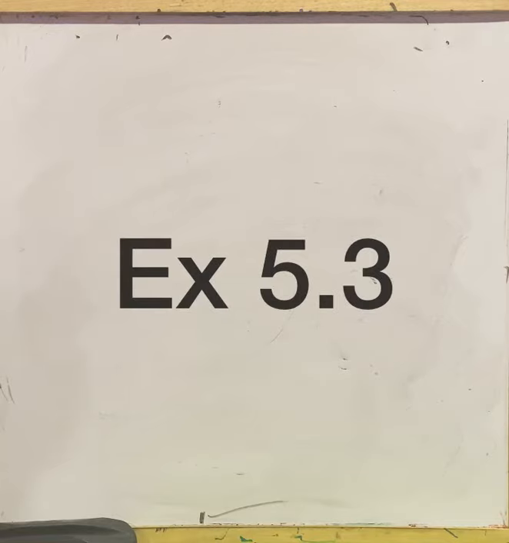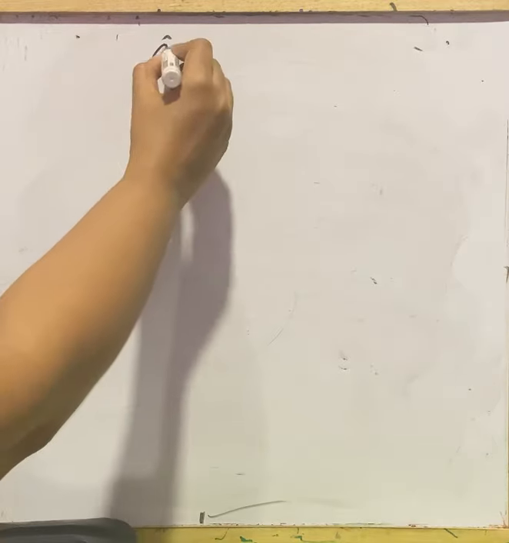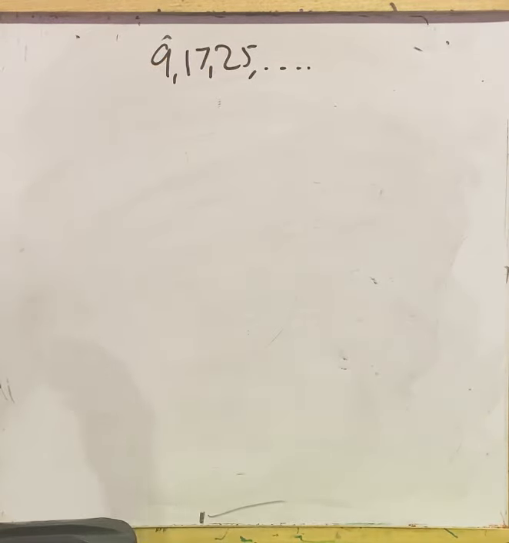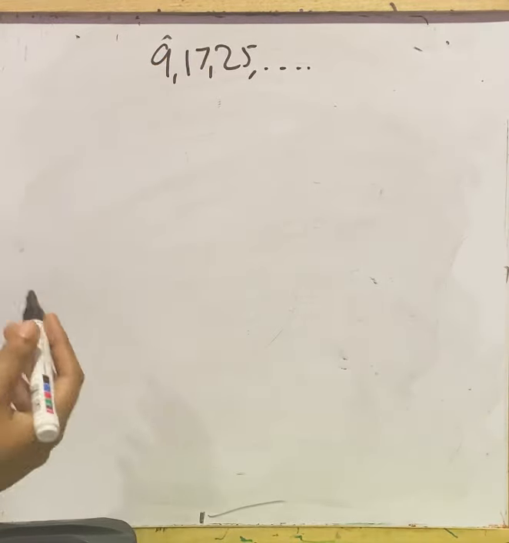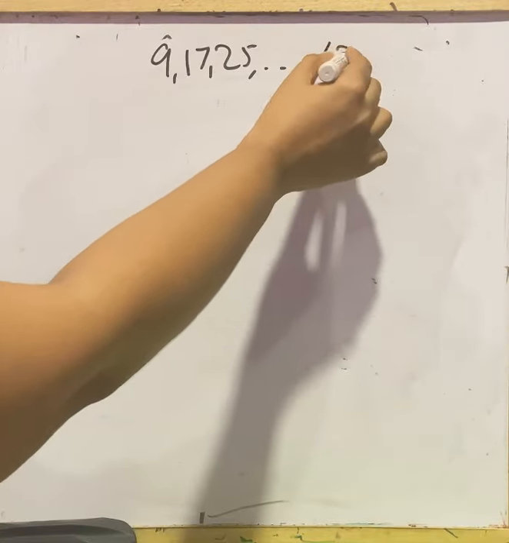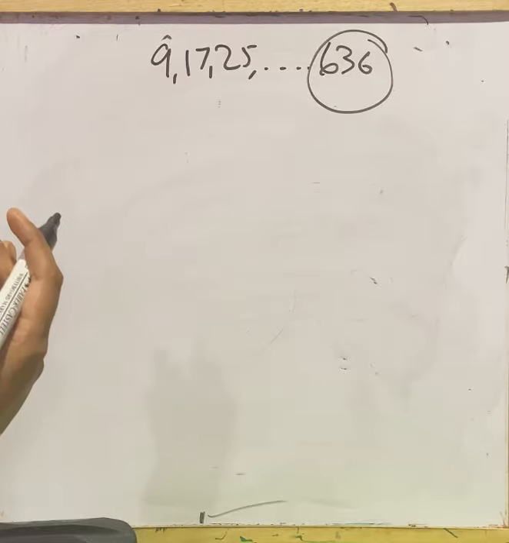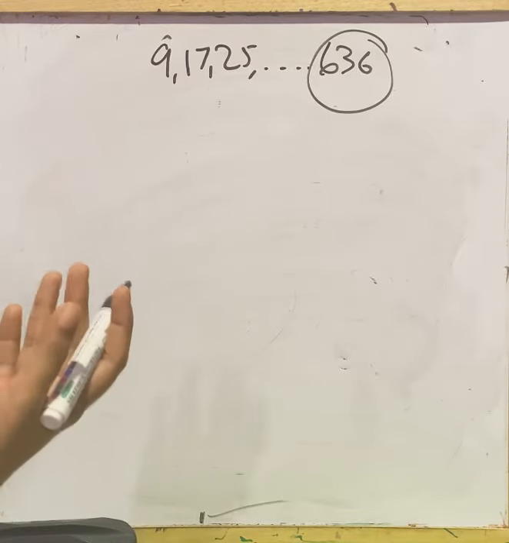Namaste. Today we will do some statement problems from exercise 5.3. Fourth question: How many terms of the AP 9, 17, 25, etc. must be taken to give a sum of 636? This is the sum, so you have to find out how many terms we have to take.